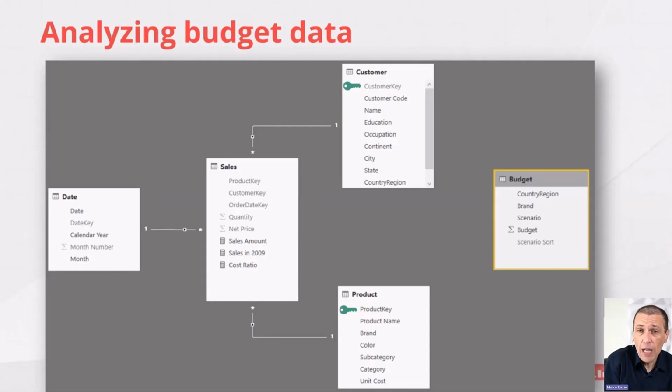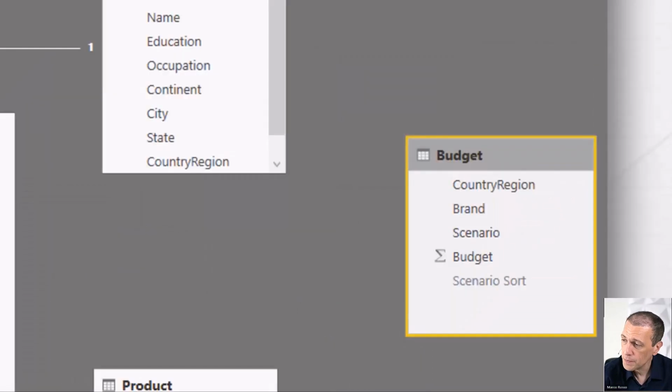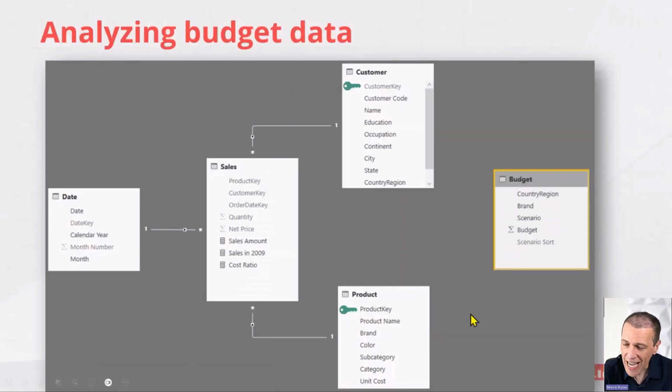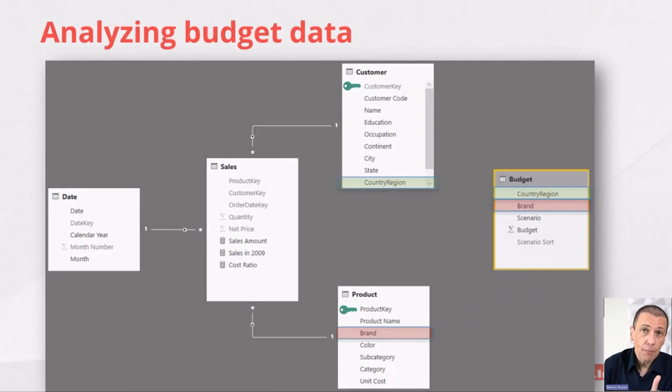The thing is that once you import this table in the model in Power BI, what you get is this budget table where we don't have a product ID. We don't have a customer ID. But what we have is an attribute of the customer, an attribute of the product. We have a budget for a group of products, for a group of customers.